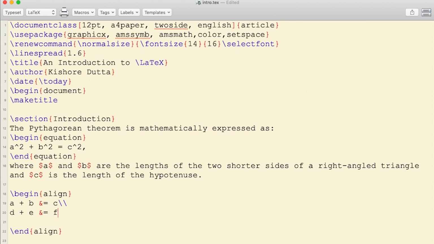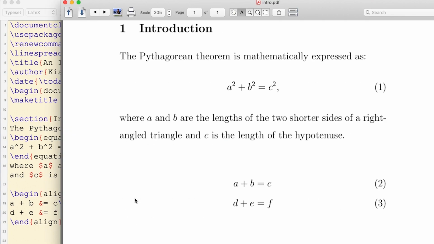So this creates two equations, a plus b equal to c, d plus e equal to f. The equation a plus b equal to c is numbered as 2 and d plus e equal to f is numbered as 3. And there is an alignment with the equal sign because I am using ampersand here.